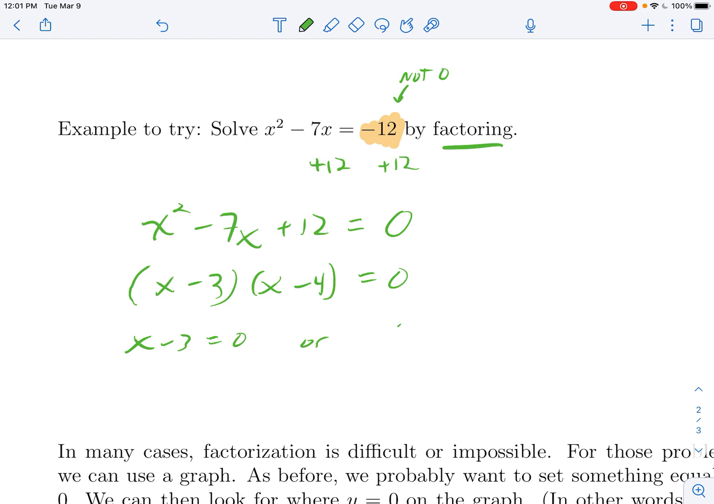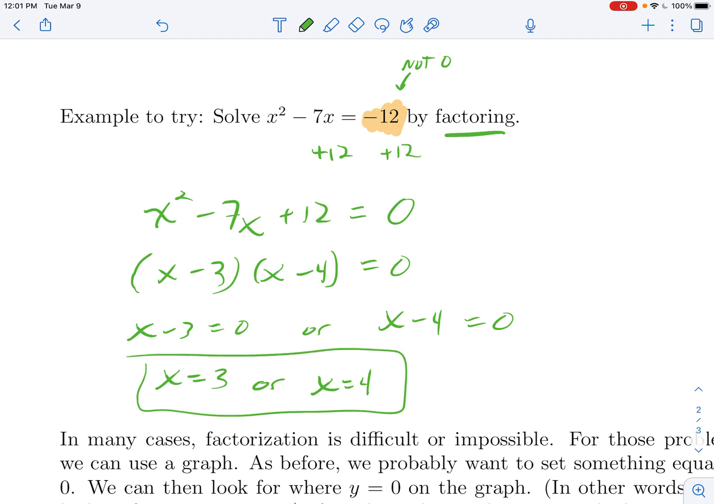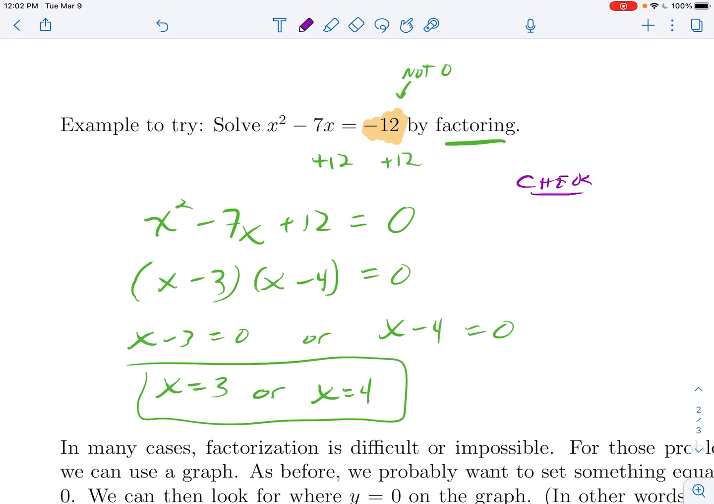So by the zero product rule, either x minus 3 is equal to 0, or x minus 4 is equal to 0. So x is equal to 3, or x is equal to 4. Most of the time, if a quadratic has a solution, it has two solutions. And we could check these. If x equals 3, then x squared minus 7x is 9 minus 21, which is negative 12. If x equals 4, then x squared minus 7x is 16 minus 28, which is also negative 12.